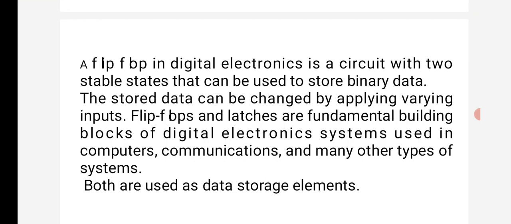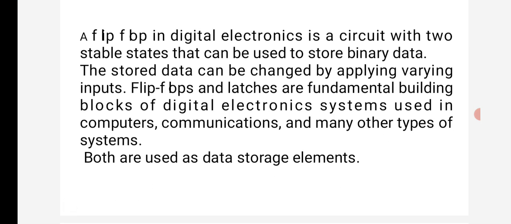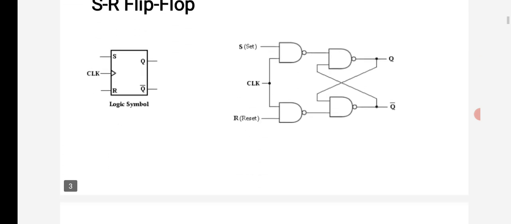A flip-flop is a digital electronic circuit with two stable states that can be used to store binary data. The stored data can be changed by applying varying inputs. Flip-flops and latches are fundamental building blocks of digital electronic systems used in computers, communications, and many other types of systems. Both are used as data storage elements.